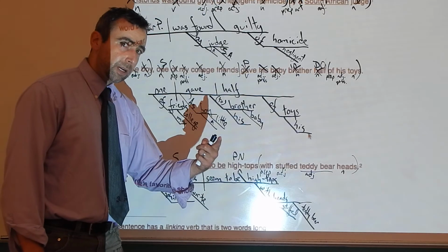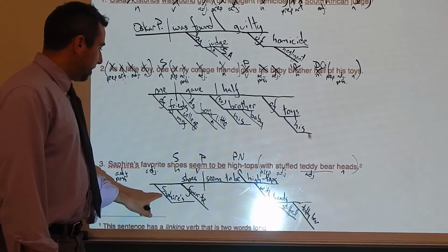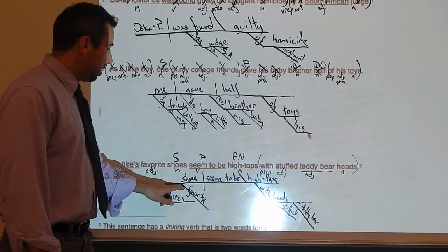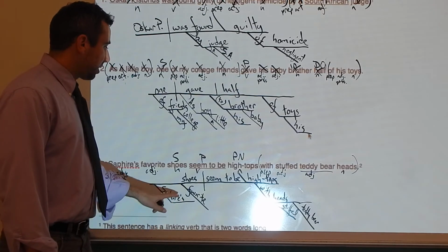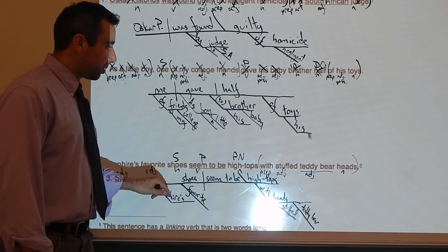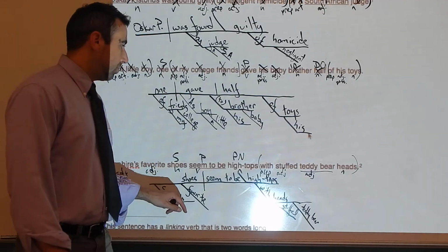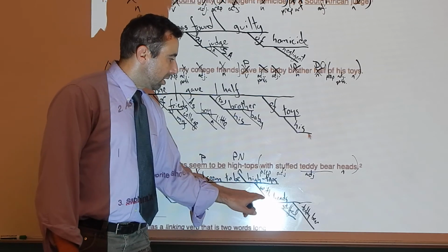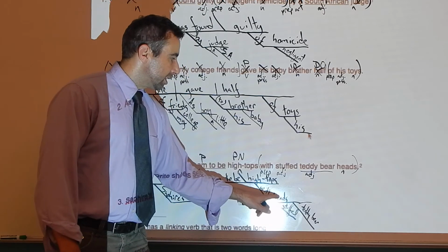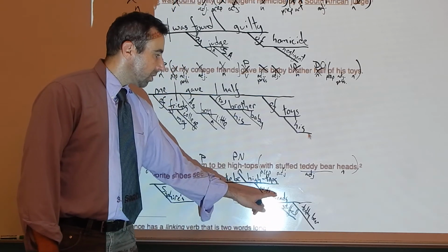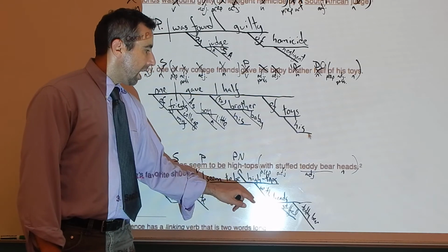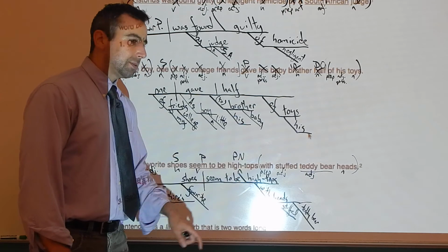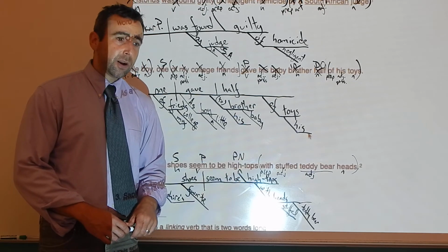Rule of sentence diagramming number 1. Sapphire's goes on a lazy L because it's a possessive. Favorite goes on a diagonal line. They're both connected to shoes because they're both adjectives describing shoes. And then with stuffed teddy bear heads, it goes on a lazy L with stuffed and teddy bear connected to heads. They describe heads. And with is connected to high tops because with stuffed teddy bear heads, the whole prepositional phrase describes the high tops. Tells us what kind of high tops they are.